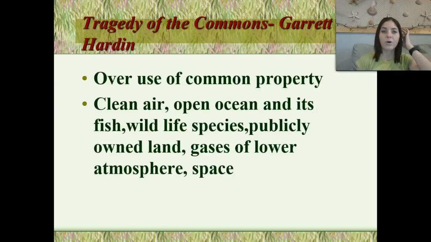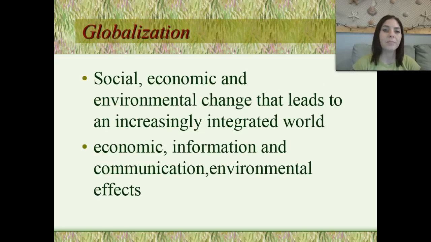So one concept that we'll discuss is called the tragedy of the commons. This was written by Garrett Hardin. He basically discussed the use or overuse of common property. He talked about common property such as clean air, the open ocean, fish in the open ocean, wildlife species, publicly owned land, grasses, trees, atmosphere, birds, basically anything and everything that's kind of common ground that we can overuse, because there's not really somebody saying, hey, you can only have 5 fish, or you can only have 1 tree. So that's the overuse of common property, or tragedy of the commons.